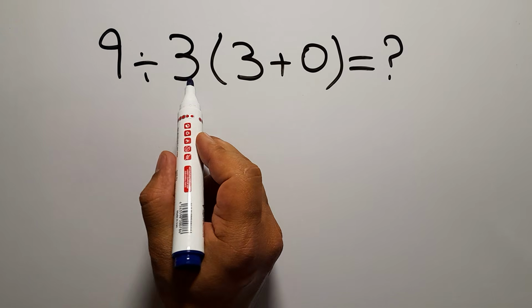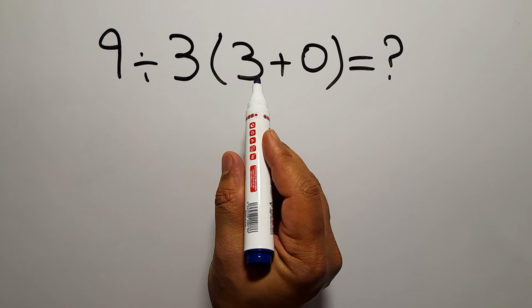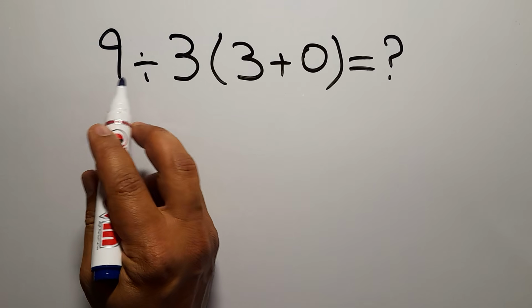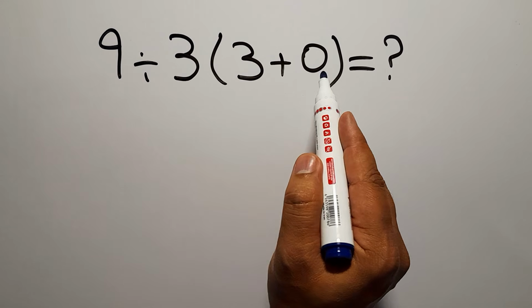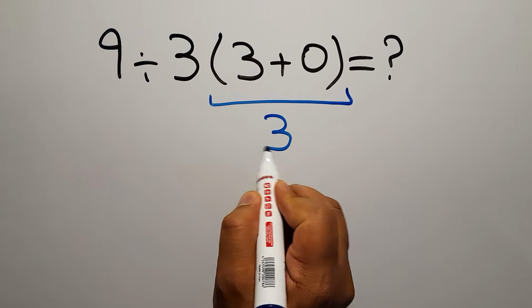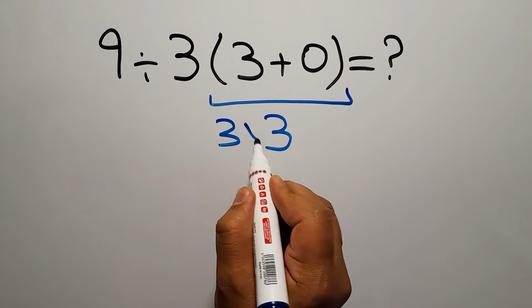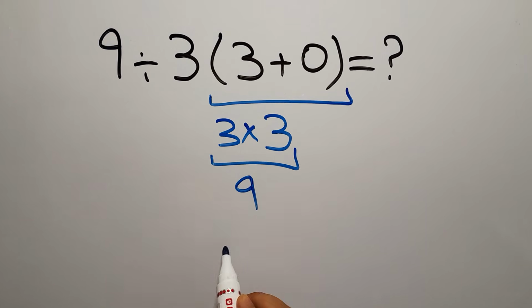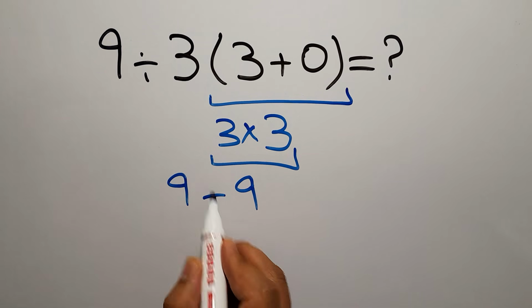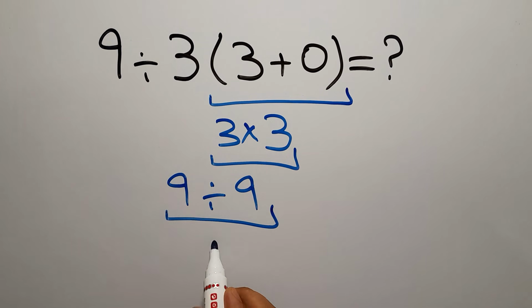9 divided by 3, then times 3 plus 0. 3 plus 0 is just 3. And 3 times 3 gives us 9. And here we have 9 divided by this. 9 divided by 9 equals 1.